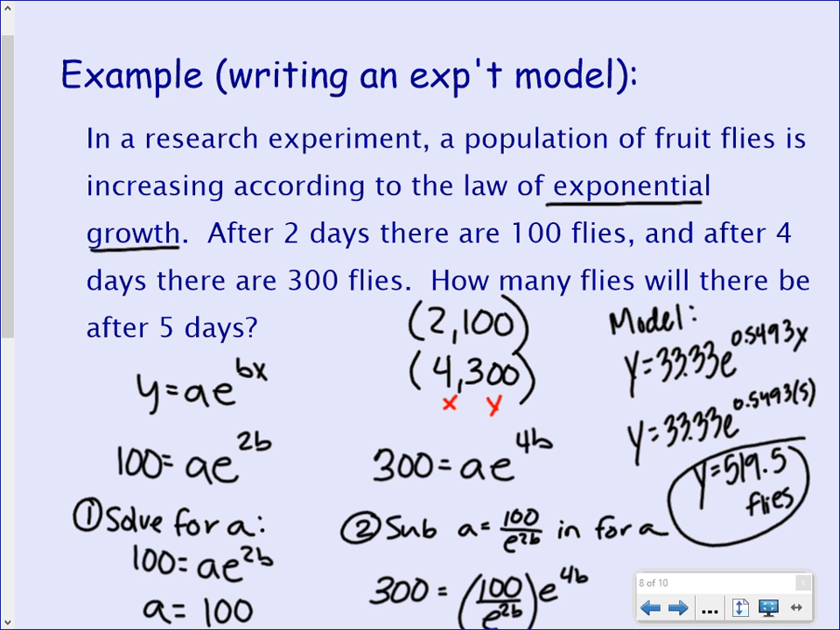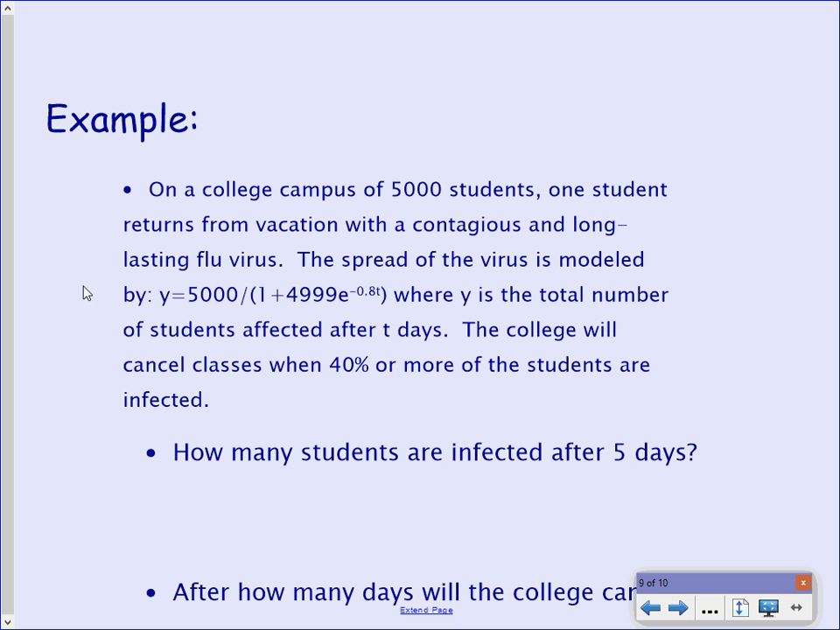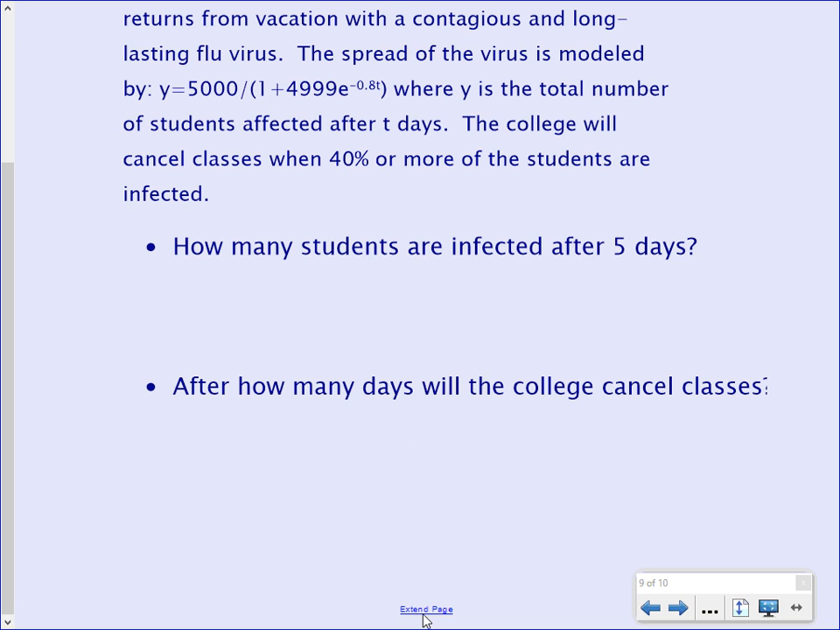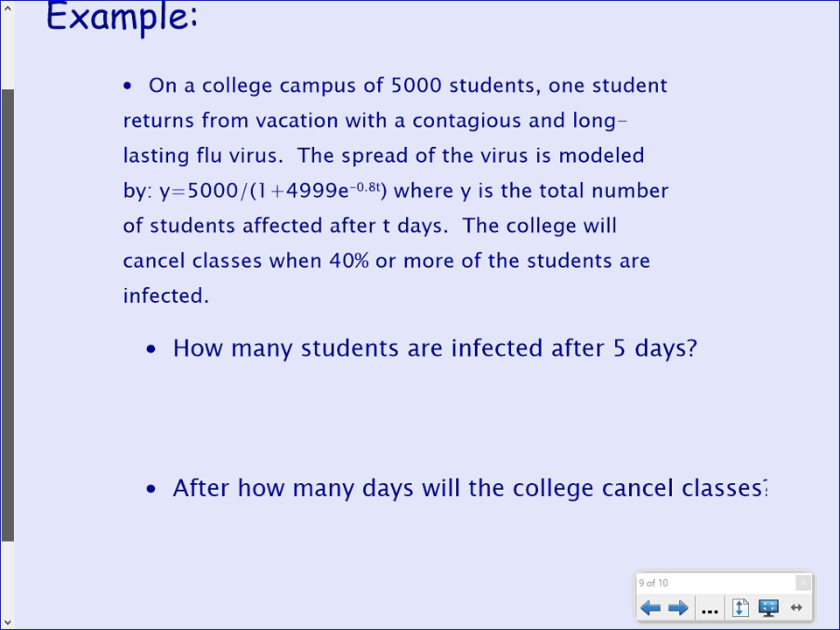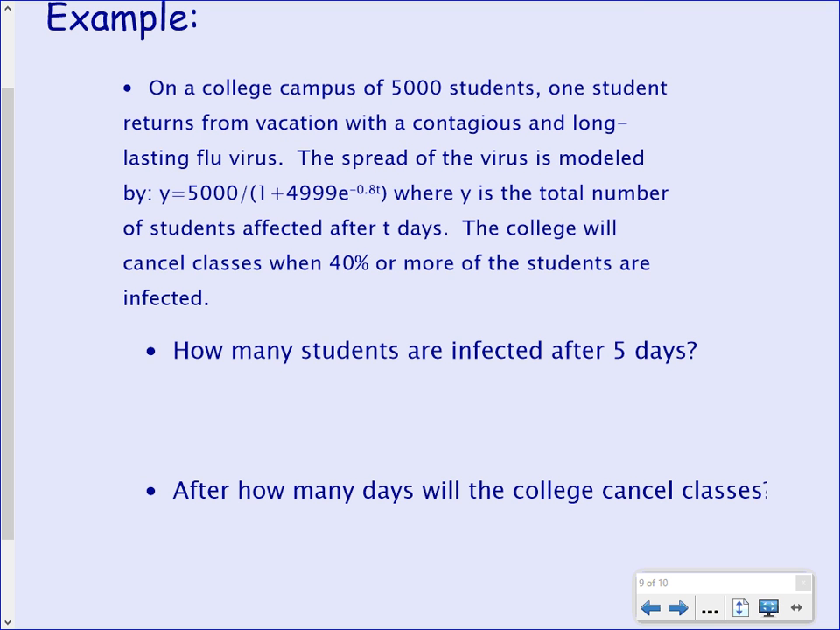Okay, then we're going to look at the last one. The last one is an example of the logistic growth model. And remember, you don't actually have to write the logistic growth model. I'm just going to be asking you some questions given a logistic growth model. So, on a college campus of 5,000 students, one student returns with a contagious disease or virus. The spread of the virus is modeled by this formula, so this is being provided for you.